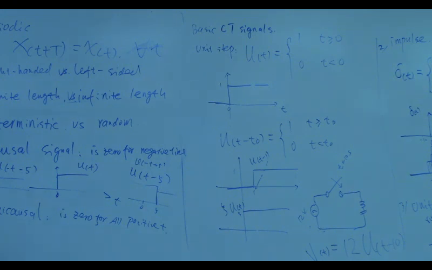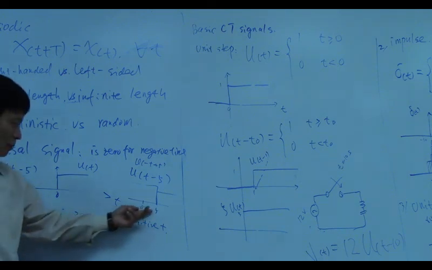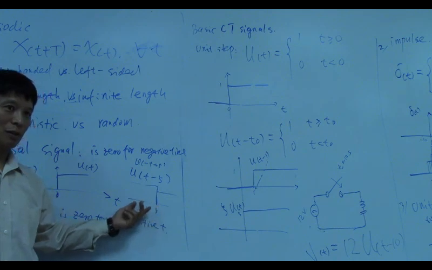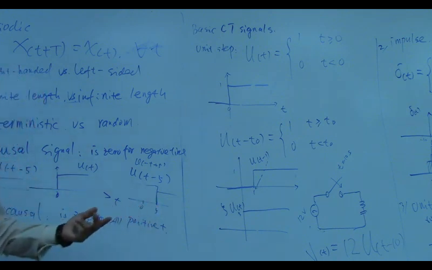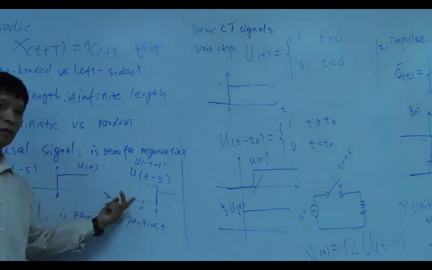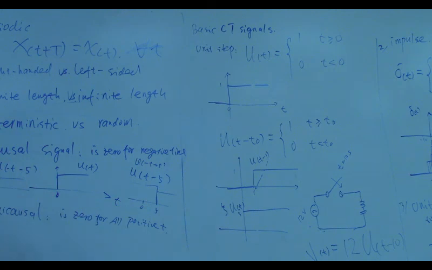Then what is this signal? For both positive and negative, it's still non-zero. Right? That is called a non-causal signal. This one is non-causal because it can be non-zero for both positive and negative.